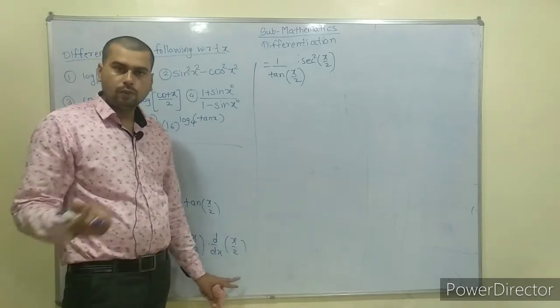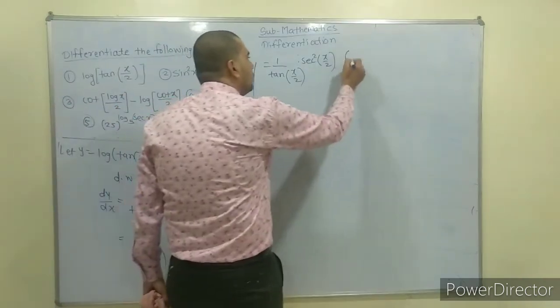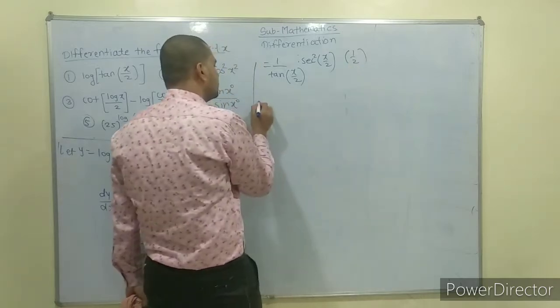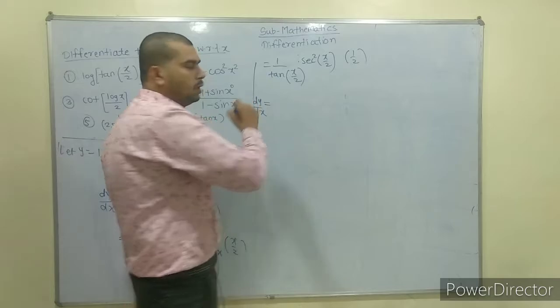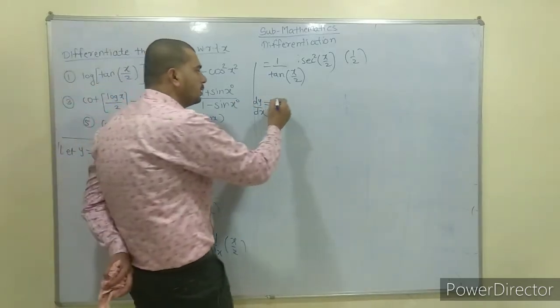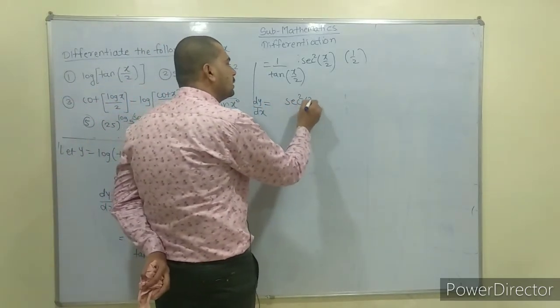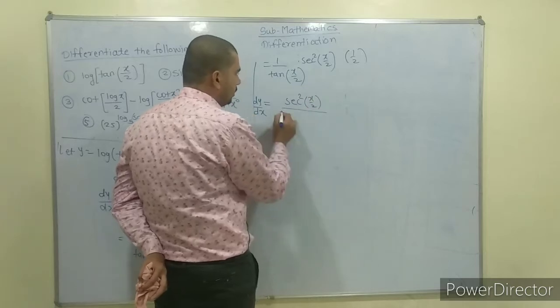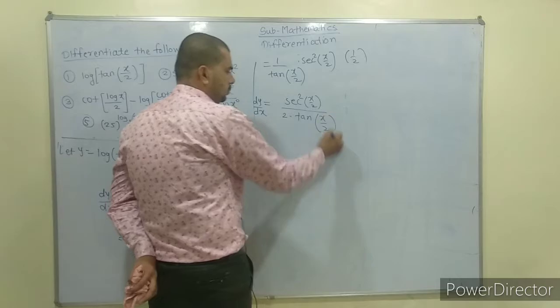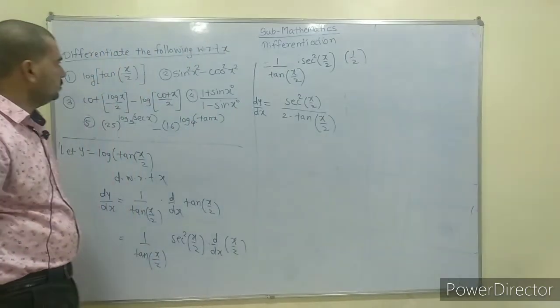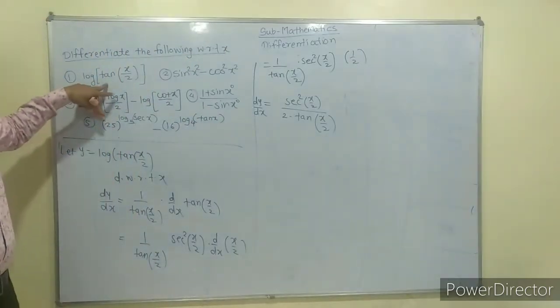It is equal to 1 by 2 into 1 by 2. Then our answer becomes dy by dx equal to, what we get? sec square x by 2 upon 2 times tan x by 2. This is the answer of first example.